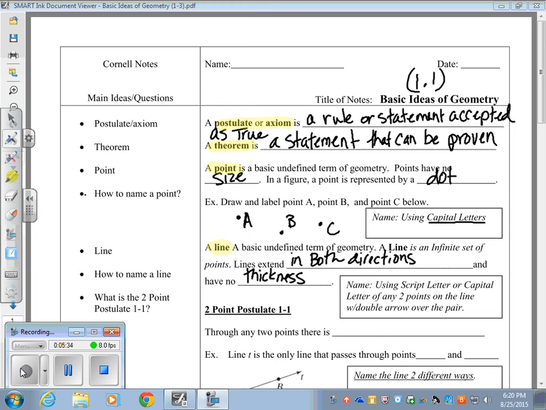Now, because it's extending in both directions, it's endless. So it extends in both directions endlessly.